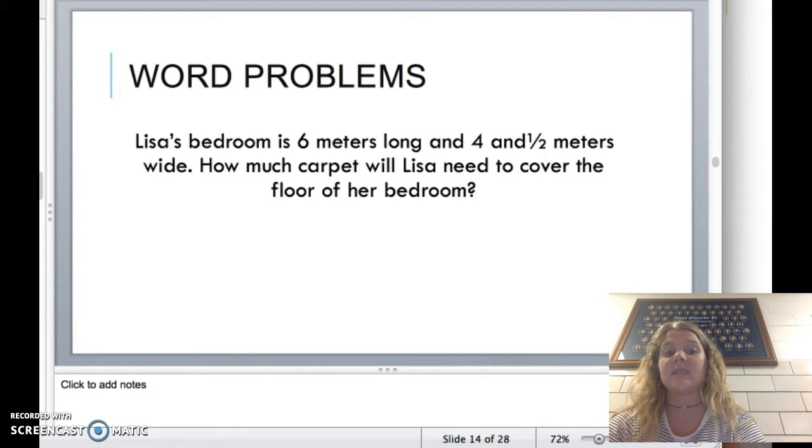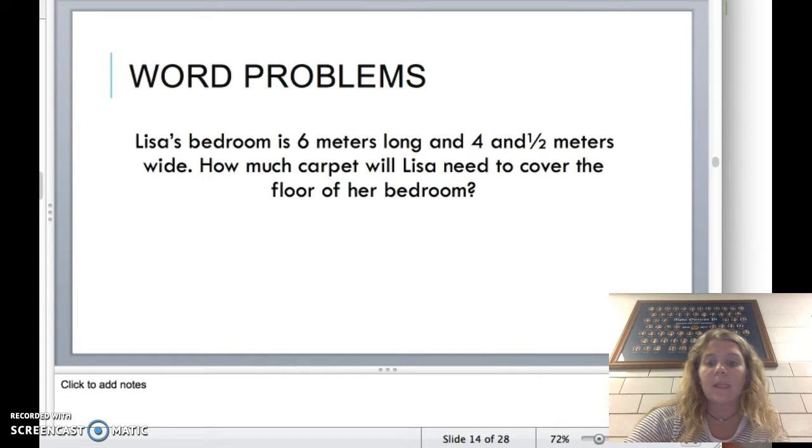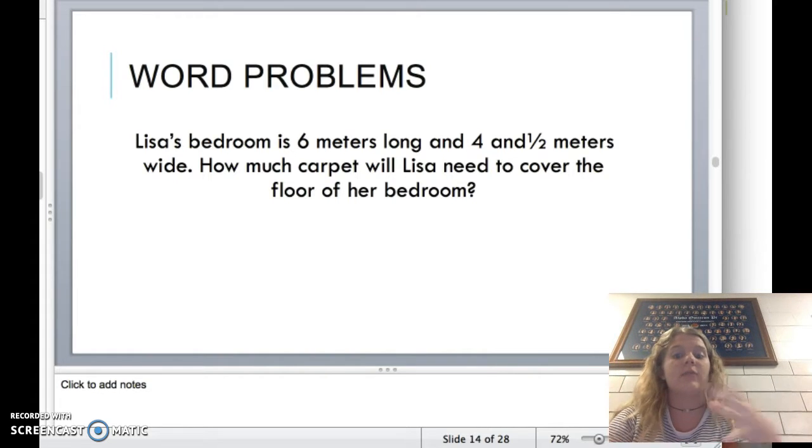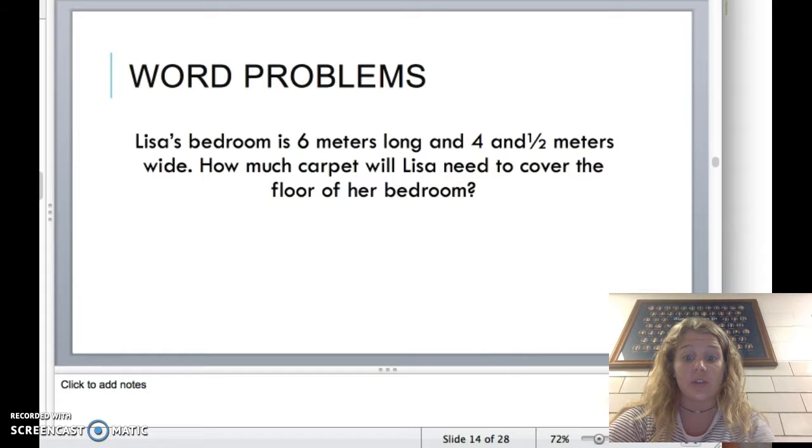And the word problem is Lisa's bedroom is 6 meters long and 4.5 meters wide. How much carpet will Lisa need to cover the floor of her bedroom? And so students will do this on their own. They'll raise their whiteboards up all at once, and they'll see, and then we'll do it as a class on the board.